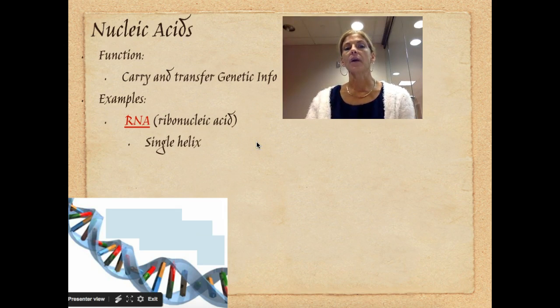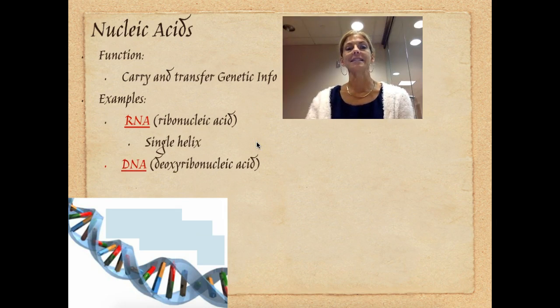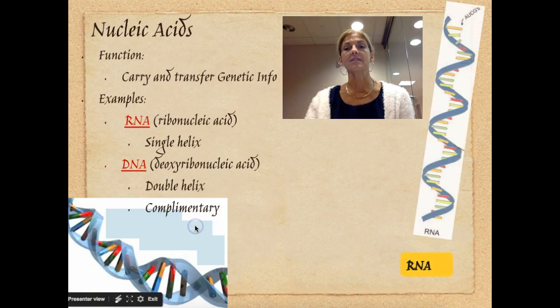So RNA is ribonucleic acid. It is a single helix, so one strand. And deoxyribonucleic acid, DNA, is a double helix, so it has 2 strands, and those 2 strands have a relationship in that they're complementary, which means one side determines the other side. So this is RNA over here, just a single chain, and this is DNA over here with a double chain.